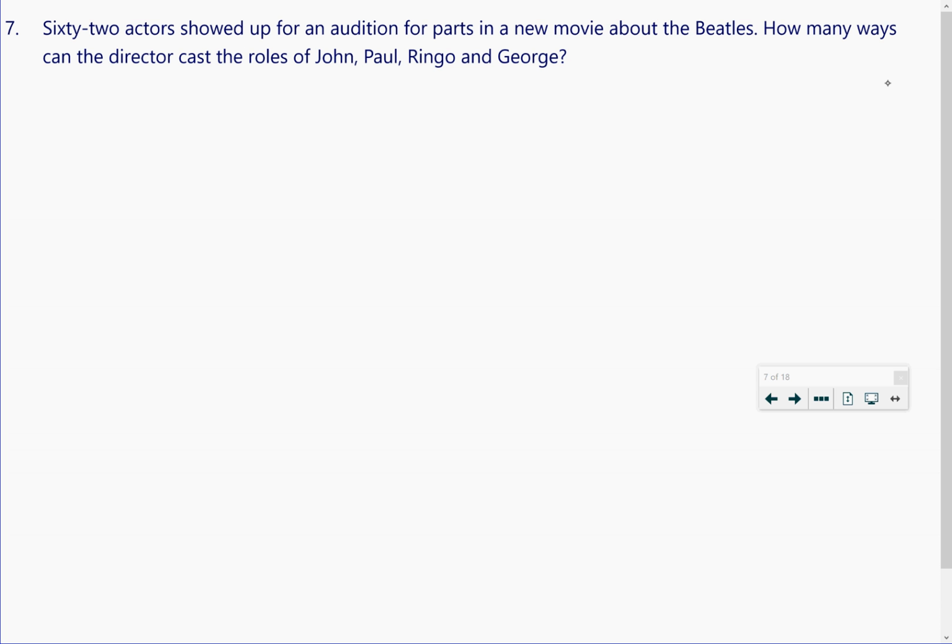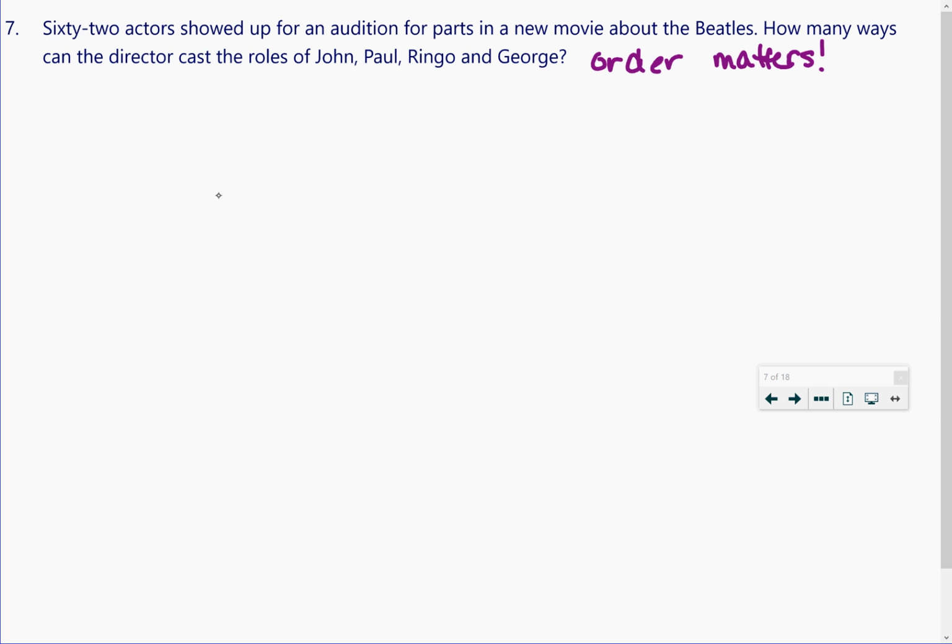Does order matter in this problem? Let's say I have 4 people. Person A is John, person B is Paul, person C is Ringo, person D is George. Is that different than person B being John and person C being Ringo? That's different, isn't it? If you have a certain role that you're playing, that's important, what role you're being assigned. So order does matter here. If order matters, is it permutations or combinations?